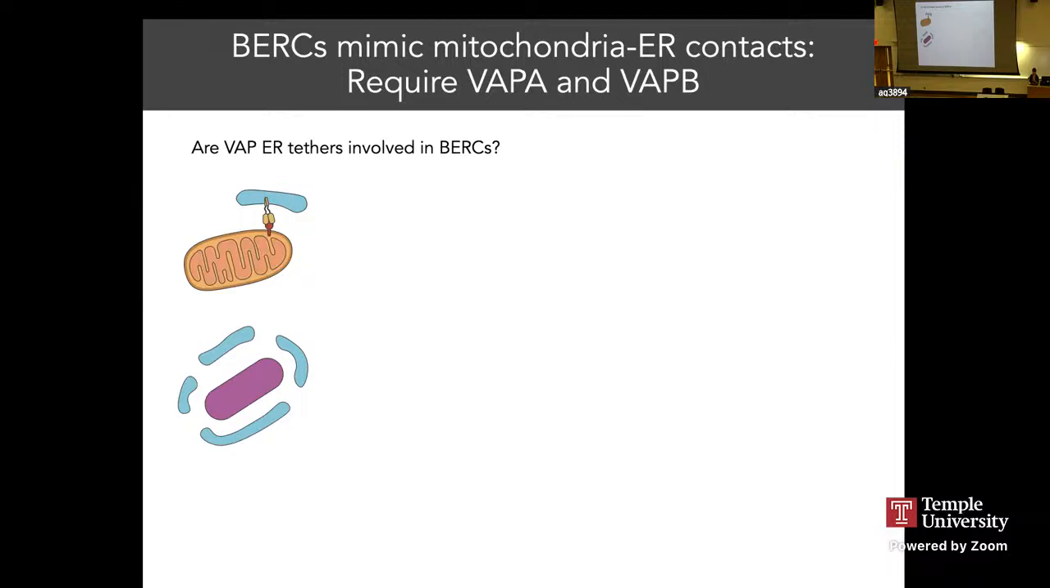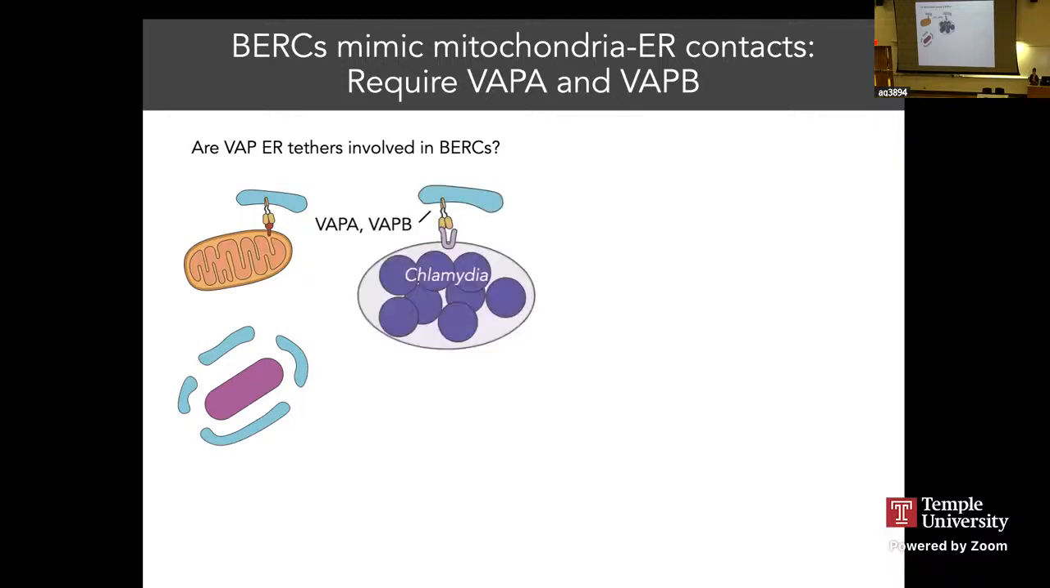And those VAP proteins have been found to be hijacked by other pathogens, but specifically pathogens that live within a host-derived vacuole compartment. An example here is chlamydia, where it's using this VAP to sort of bring ER close to its vacuole. And so we did a variety of experiments to show that VAPs were localized. I'm just going to show you one set of those experiments.